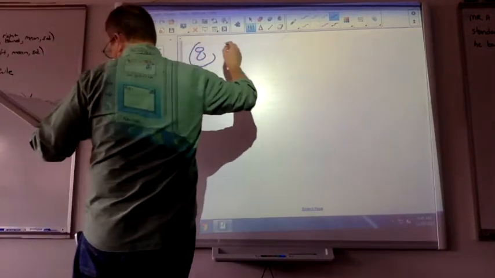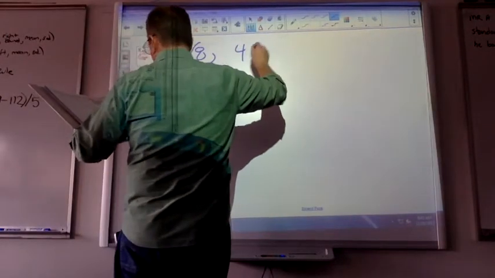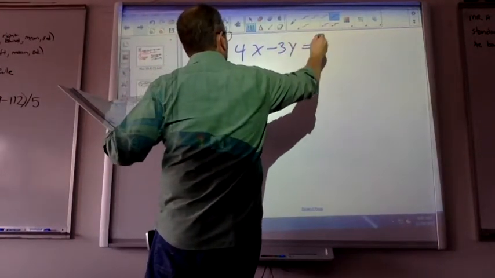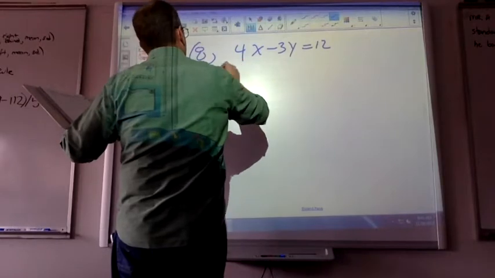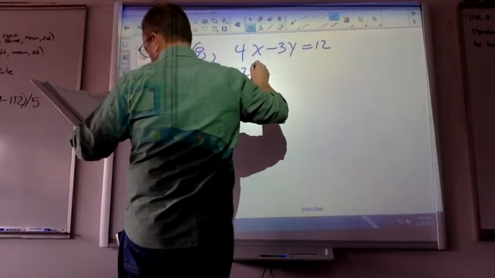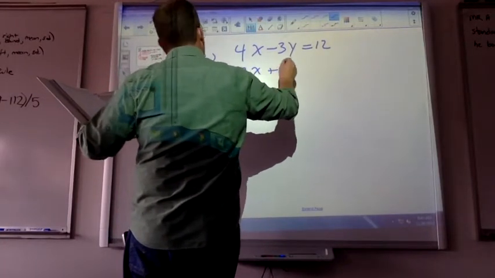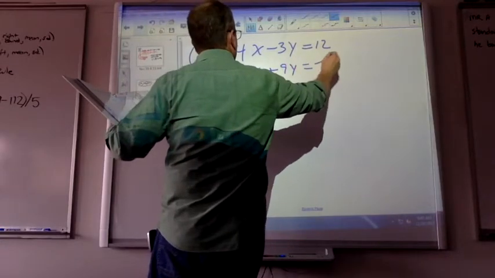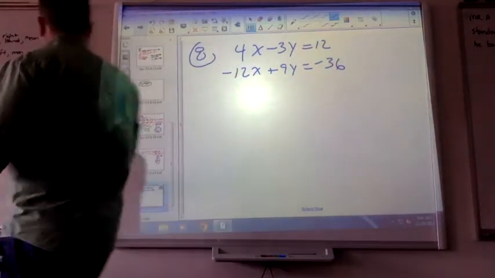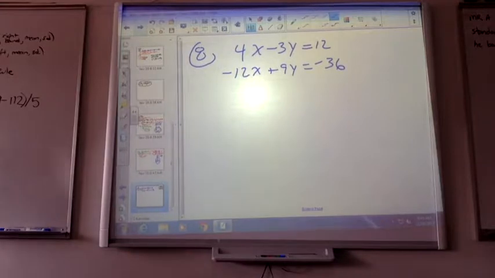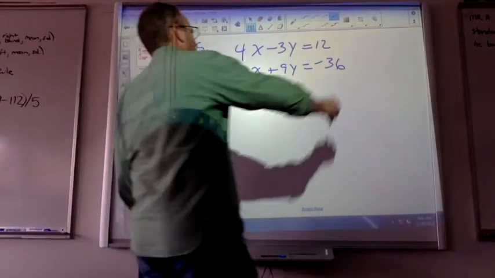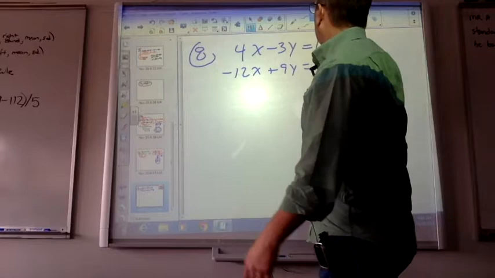Number 8, we have 4x minus 3y is equal to 12, and then negative 12x plus 9y equals negative 36. Okay, so right now if we add these equations together, does an x or a y value fall out? The answer is no. So then we have to say, okay, what do we want to get rid of, x or y? So let's choose to get rid of y.